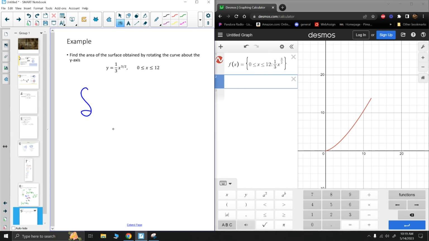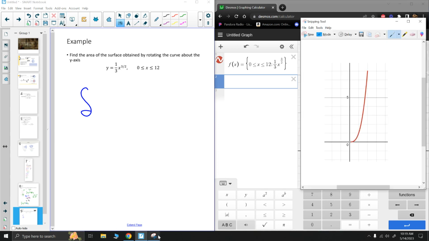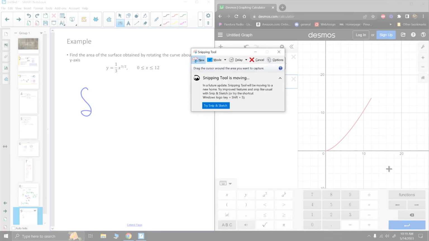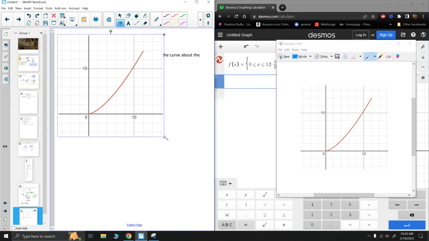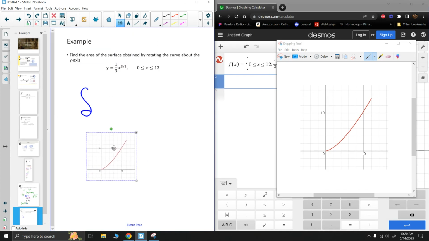So we're going to take this integral, and again, we're taking it around y here. So if we're rotating this around y, let me snip this and draw where this rotation is.